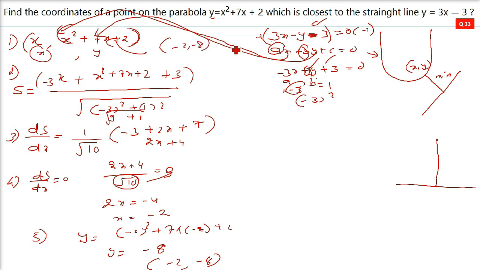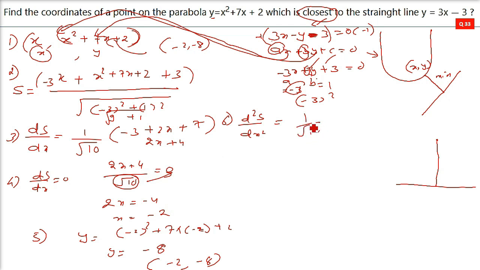Now you need not stop here, because one of the important aspects, because we are talking about the minima and maxima chapter, is that for the closest point we have to take d2s by dx square, that is double differentiation. And when we take this double differentiation, you are going to get what?